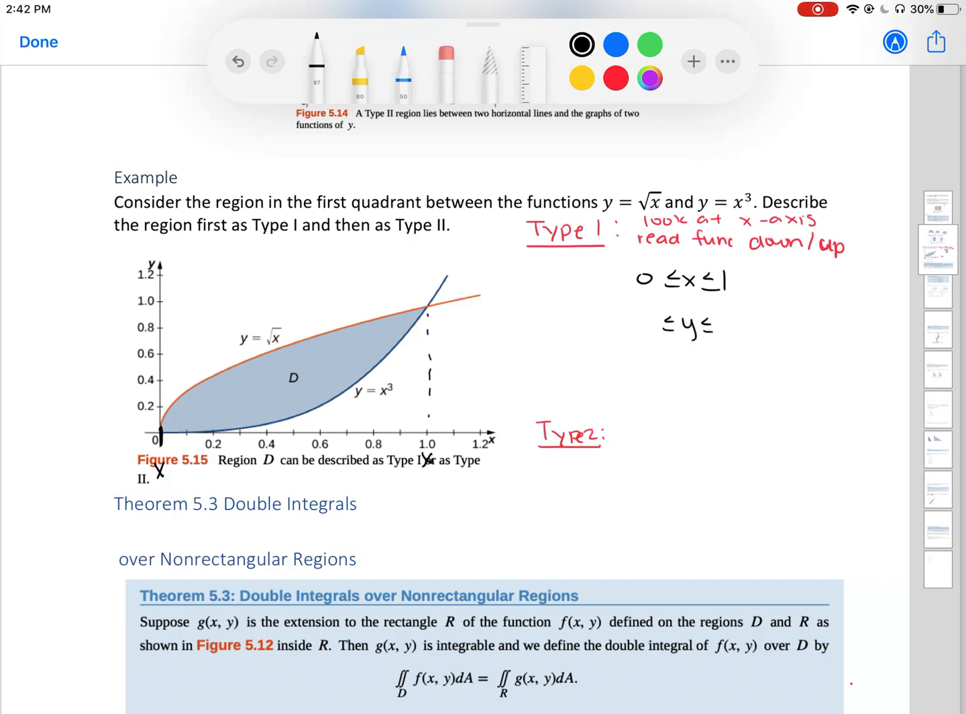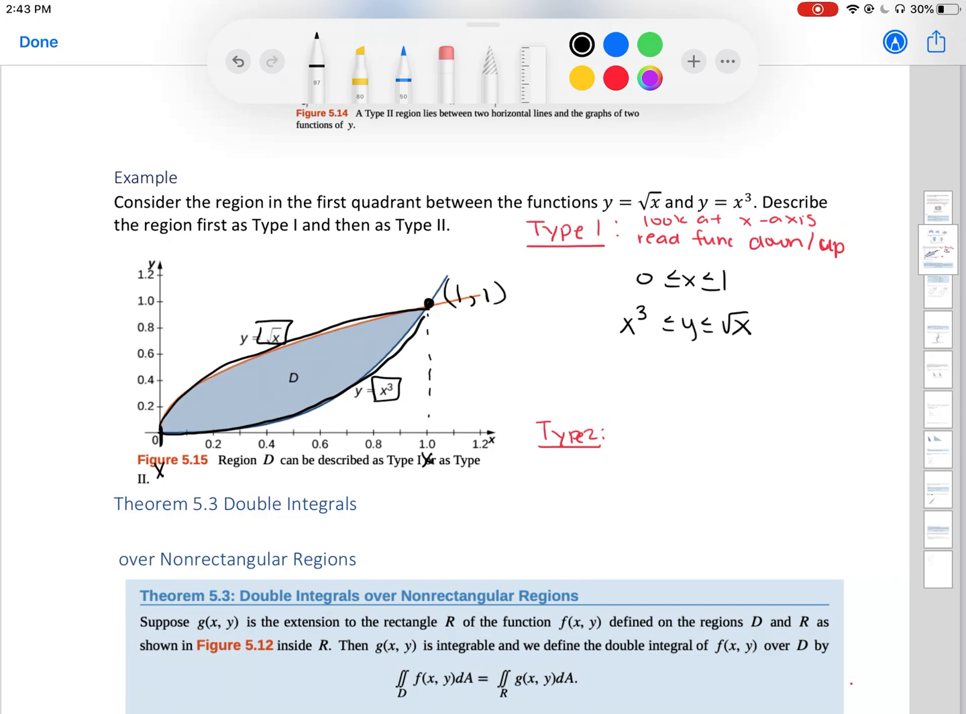Now let's read our function. So our first graph is this one, y equals x cubed. It's in terms of x, so our lowest one is x cubed. And then we look at the one that follows, y equals square root of x, and it's in terms of x, so then we write square root of x. And that is our type 1. If it's helpful, you can label this point here as (1, 1), since we're using that endpoint a lot.